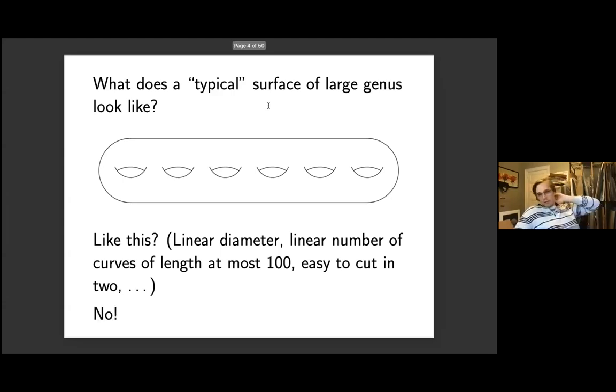But actually, if you remember nothing else from this talk, please remember this is a terrible picture. It in every way is not generic. Typical high genus surfaces don't have any of these properties. So this is actually an extremely misleading picture of a high genus surface. And I'll tell you throughout the talk various ways that it's misleading. So you can keep this picture in mind as essentially a picture to refute, something to contrast with. This is atypical.